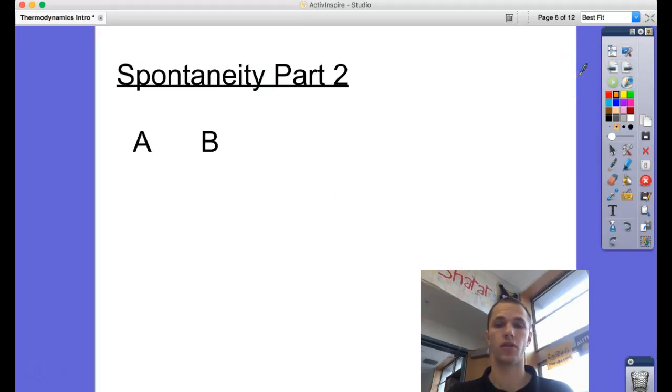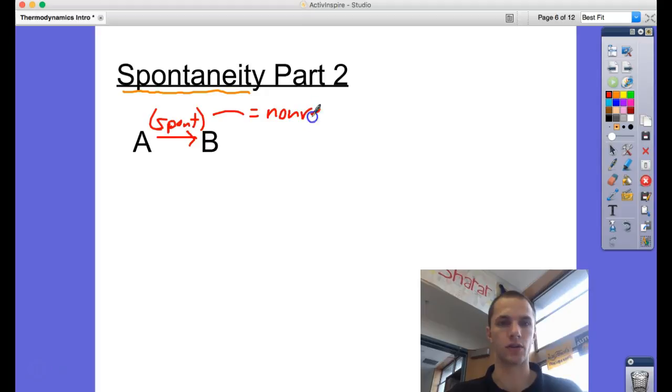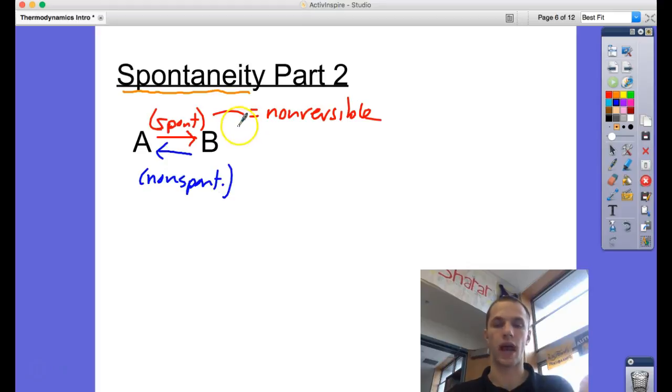The first thing about thermodynamics that will allow us to predict that has to do with the concept of spontaneity. Okay? So again, as we said, let's say we have a reaction A turning into B, and let's say that process is spontaneous. That also means that it's non-reversible, which means that the reverse reaction from B to A would be non-spontaneous. The reverse reaction will only happen if outside assistance is provided.